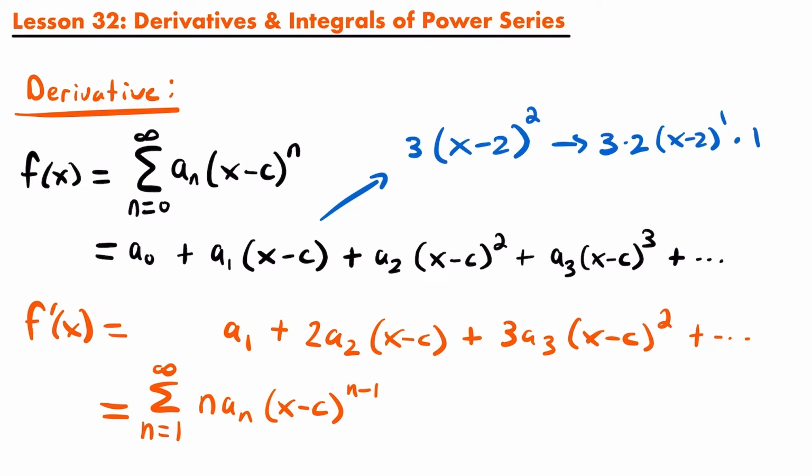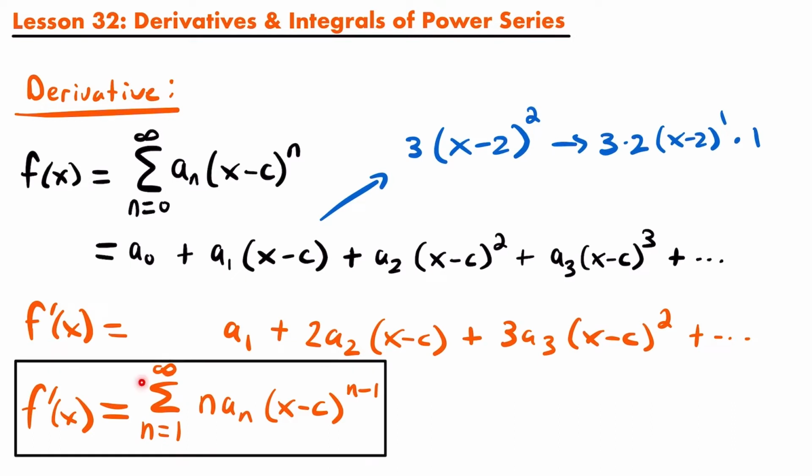All right, and so the derivative of a power series can be represented by this series right here. So the sum from n equals 1 to infinity of n times a sub n times the quantity x minus c to the power of n minus 1 will be f prime of x. All right, so that's the derivative of a power series, but what about the integral of a power series?